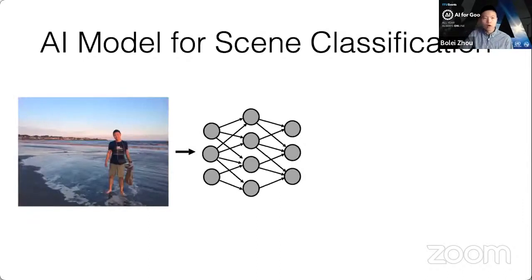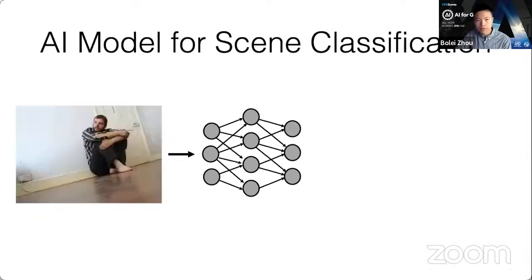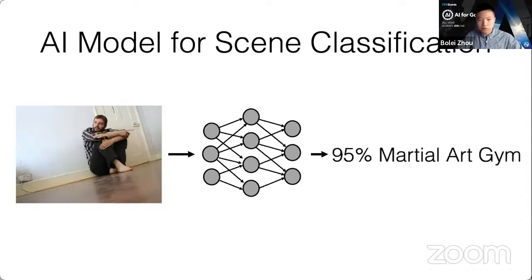Here's another photo of me chilling on the beach. Given this image, it gives the prediction 62% beach, which is all right. Here's another photo of my friend. He's just doing nothing, just sitting on the floor. But when he uploaded this image, he sent the result to me: hey, this model is making a wrong prediction. The model gives the prediction 95% martial art dojo.